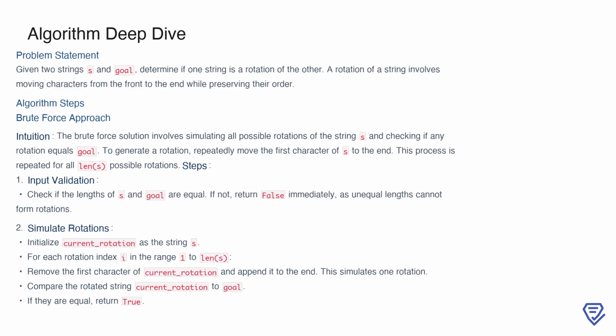Next, we simulate all possible rotations of the string S by repeatedly moving the first character to the end and comparing the resulting string to goal. If at any point the rotated string matches goal, we can conclude that goal is indeed a rotation of S. Otherwise, after exhausting all possible rotations, we return false to indicate that no match was found.